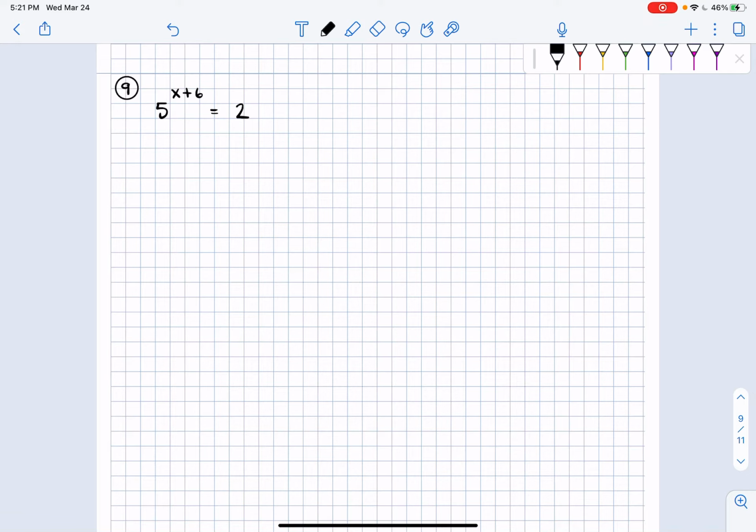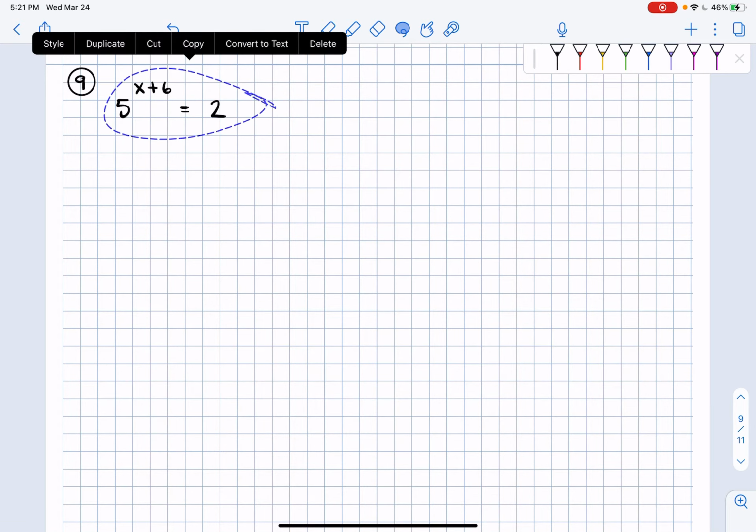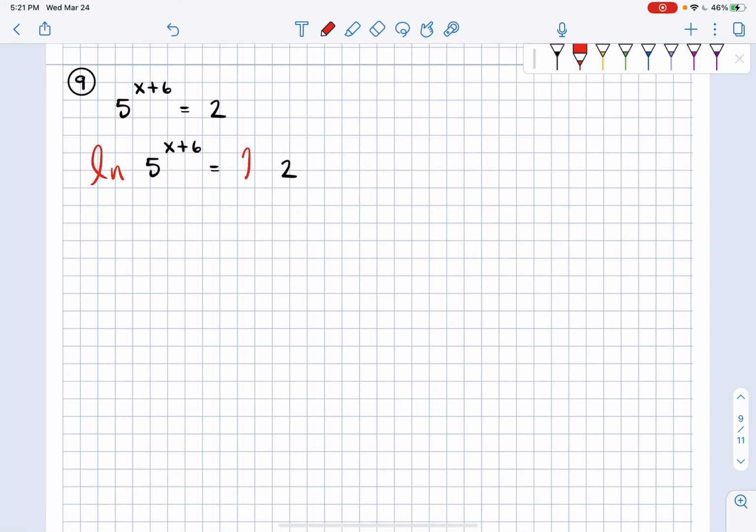Okie dokie. Number 9. Same idea. I don't have the same base, so the best thing to do is to go ahead and take the ln of both sides. The power rule, so I have the x plus 6 times the ln of 5 is equal to ln of 2. So again, I still got to get x by itself. So same idea, I got to distribute that through.